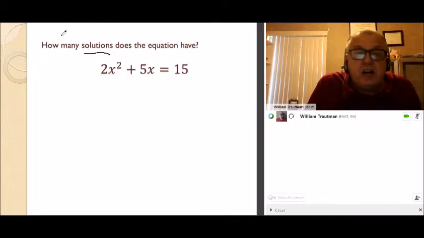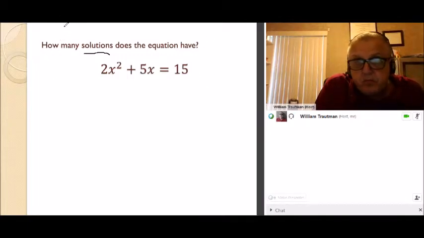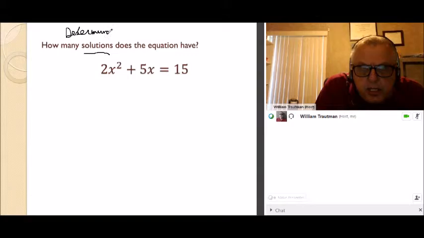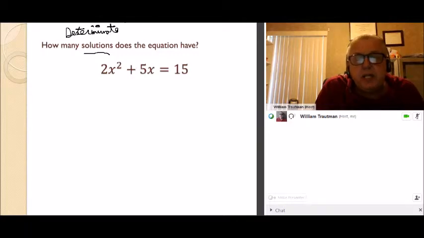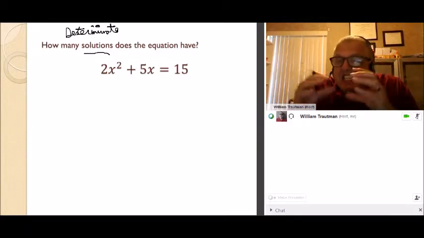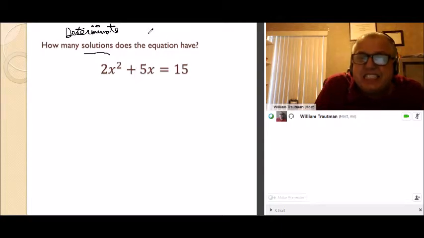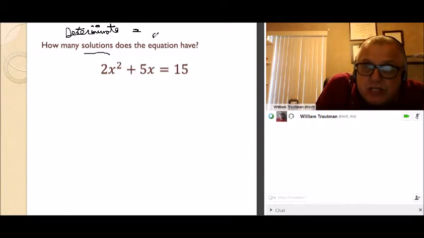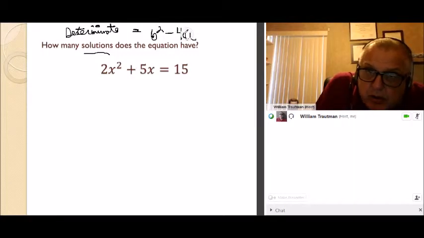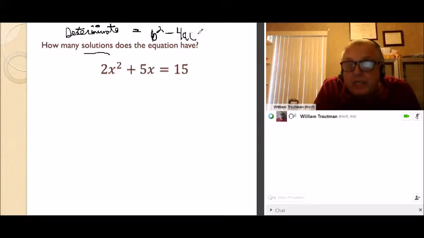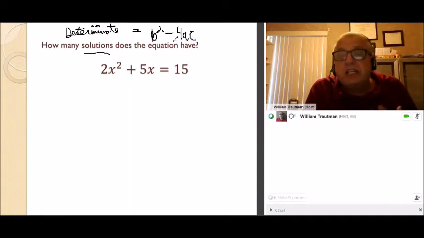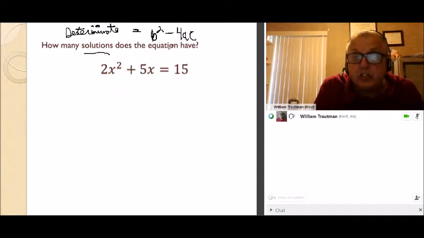Okay, so we're going to use something called the determinant. The determinant is the inside part of the quadratic formula, the inside of the square root. The determinant equals b squared minus 4ac, not the square root part, but just the inside of the quadratic formula, b squared minus 4ac. So we're going to calculate the determinant on this.